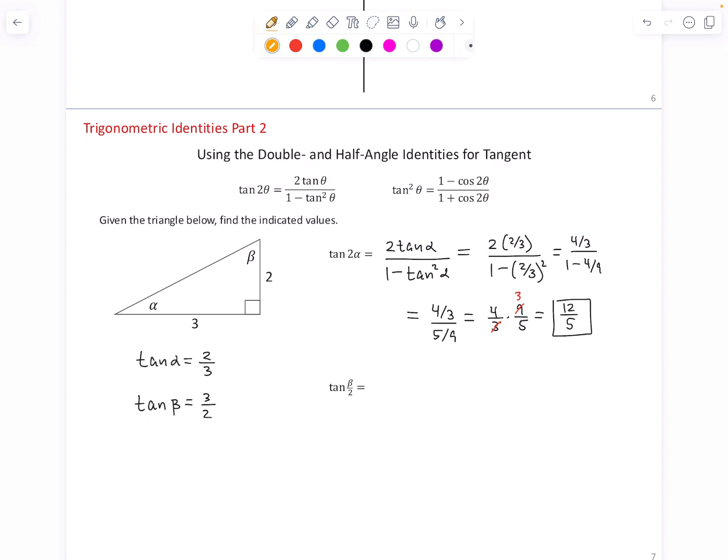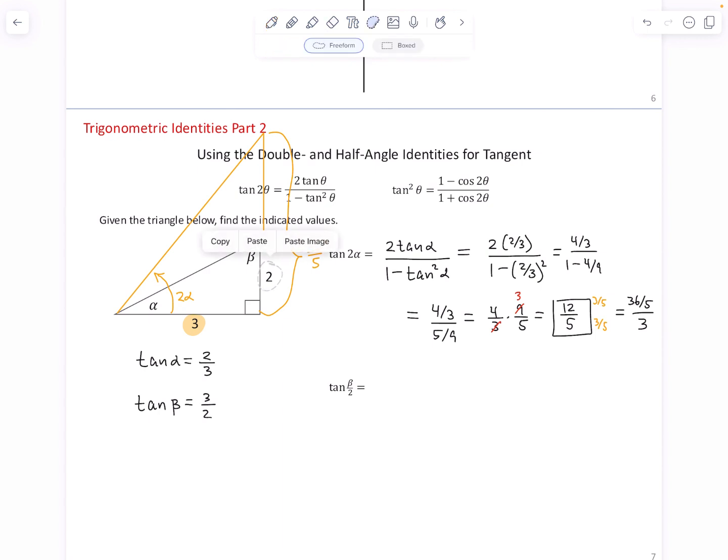Now if I wanted to make this have a denominator of 3, since that's the adjacent in this image, I could multiply top and bottom by 3/5 to rewrite my fraction this way, 36/5 over 3. We don't need to do this, but this is what I would do if I wanted to ask myself, if I did actually double alpha and make a new reference triangle, and I kept the adjacent 3, the new opposite would have to be 36/5. And that is not the result of doubling 2. So you want to be careful.